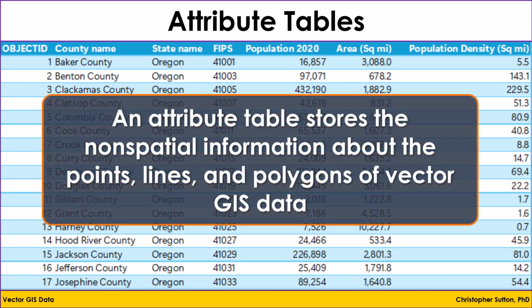All vector GIS data is connected to an attribute table. An attribute table stores the non-spatial information about the points, lines, and polygons of vector GIS data. It essentially is a database table linked to the spatial data, where each row in the table corresponds to a feature and each column represents an attribute. An upcoming video will discuss attribute data in greater detail.